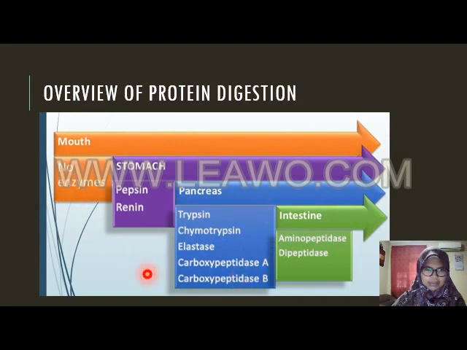If we look at this diagram, we can see that in the mouth there is no protein digestion, because basically there is no enzyme that can attack the peptide linkage. It starts in the stomach with the presence of pepsin and also renin that specifically digest protein, and continues further in the small intestine. The pancreas secretes enzymes focusing on protein, which are trypsin, chymotrypsin, carboxypeptidase A and B. And the small intestine secretes aminopeptidase and dipeptidase that will further break down the peptide linkage to produce the end product, which is amino acid.